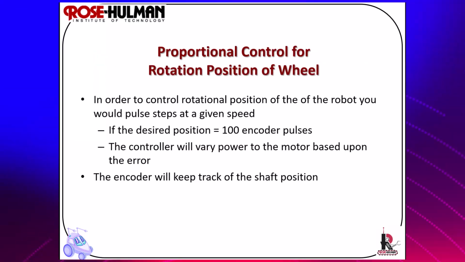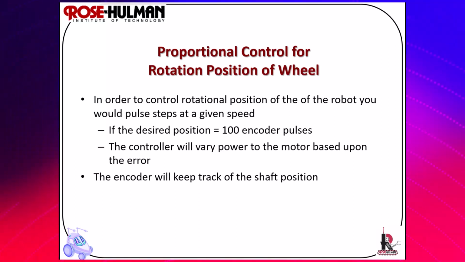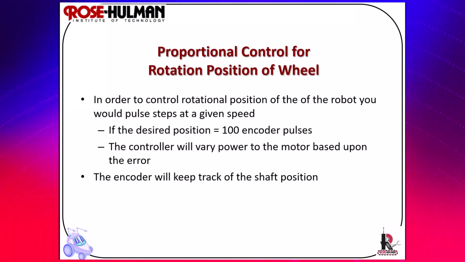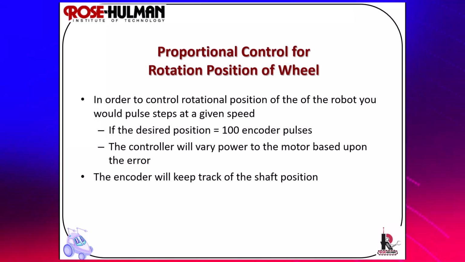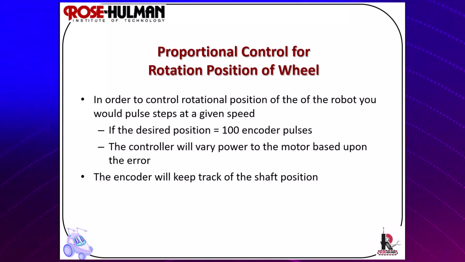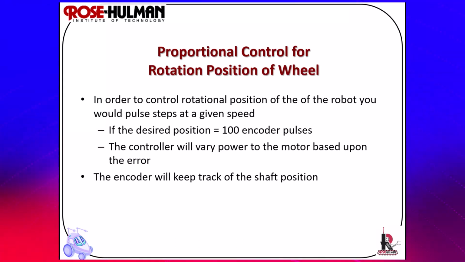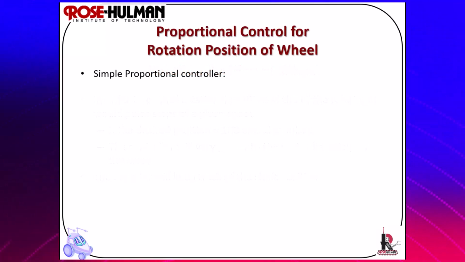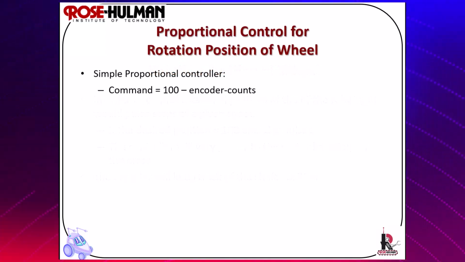In order to control rotational position of the robot, you would pulse steps at a given speed. So if you want the position to be 100 encoder pulses, the controller will vary power based upon the error between the current number of encoder pulses and 100 pulses, where the encoder will now keep track of the shaft position as well as how many pulses have currently been executed. So then what happens with a simple proportional controller is the command is 100 minus encoder counts.